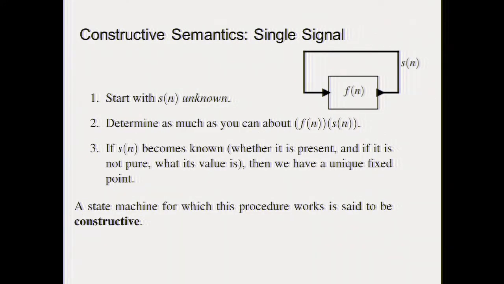Now, with a single signal, you start with Sn unknown, you propagate, and you see what happens to the composed finite state machine until you reach a consistent value. So it's still this idea of grinding the computation. So a finite state machine in which this iteration works is called a constructive machine because I have a way of building the solution.